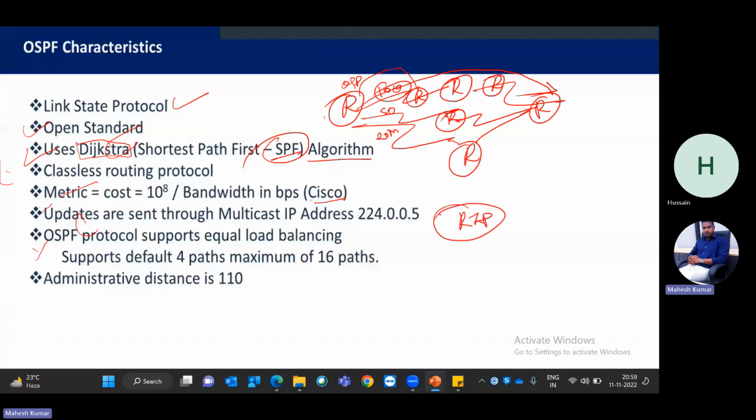In RIP, if you talk about it, there is one router and one more router running RIP. Every 30 seconds they send their routing information table, right? Yes, sir. Correct. The update timer is 30 seconds.